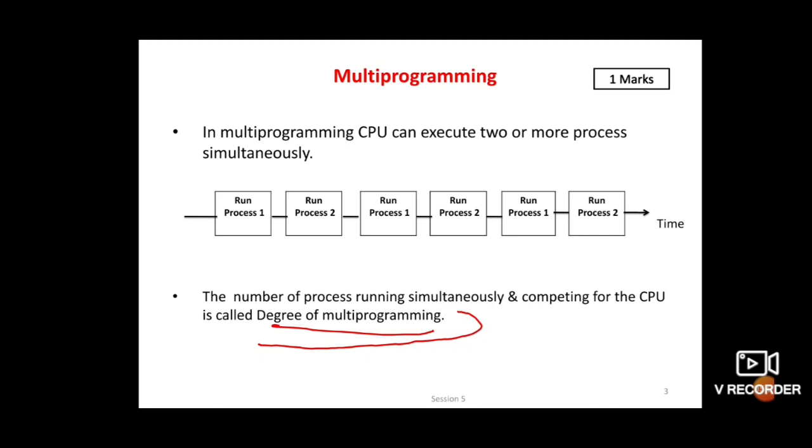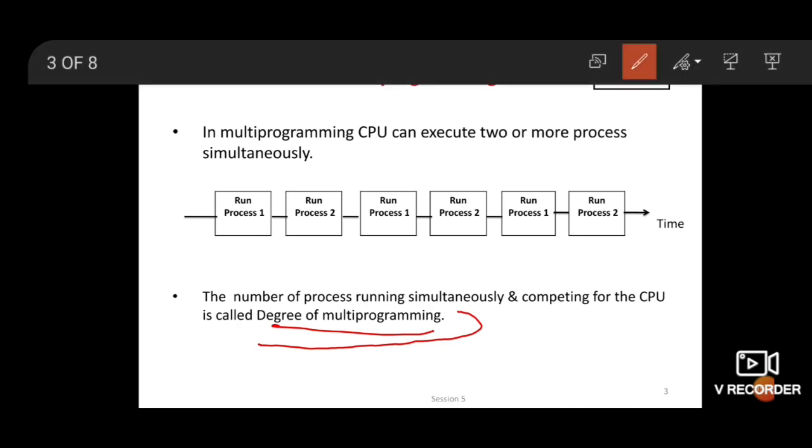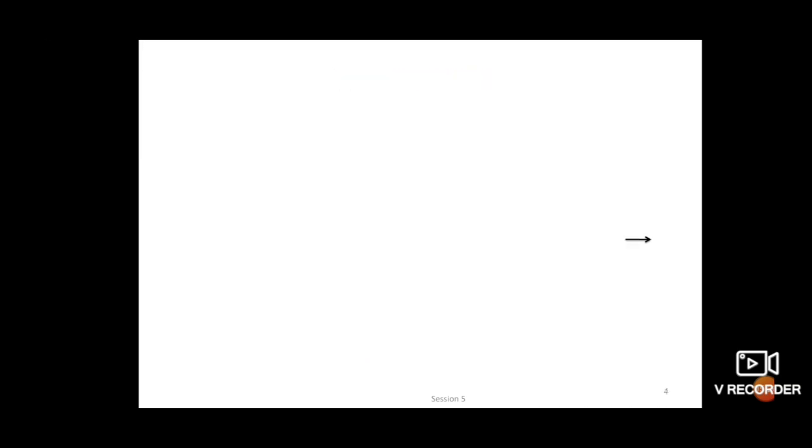See here in this diagram: process 1, process 2, process 1, process 2. Here two processes are run. So here the degree of multiprogramming is 2. Students, this is called the degree of multiprogramming.